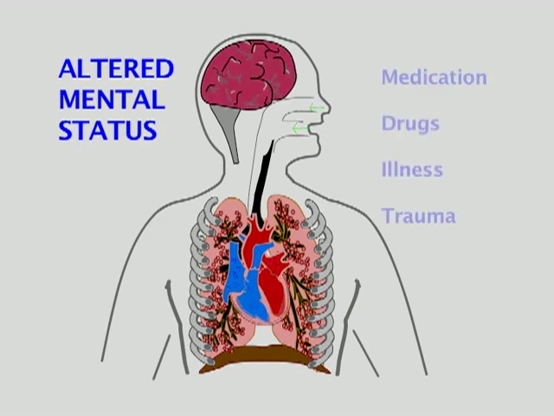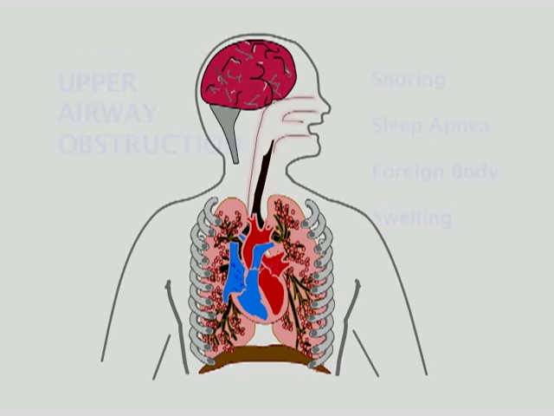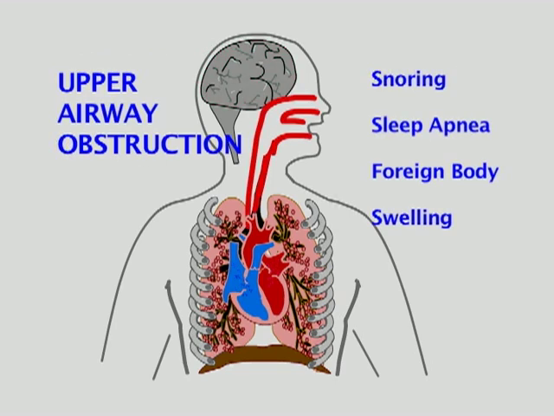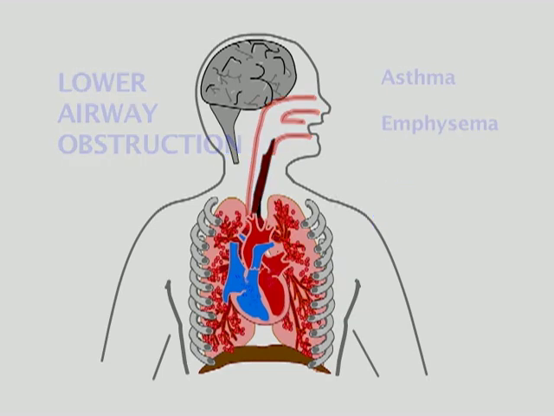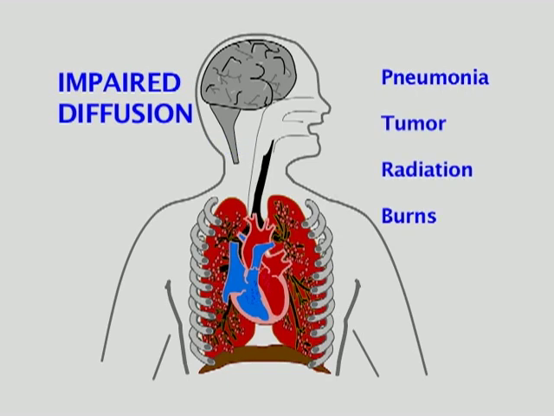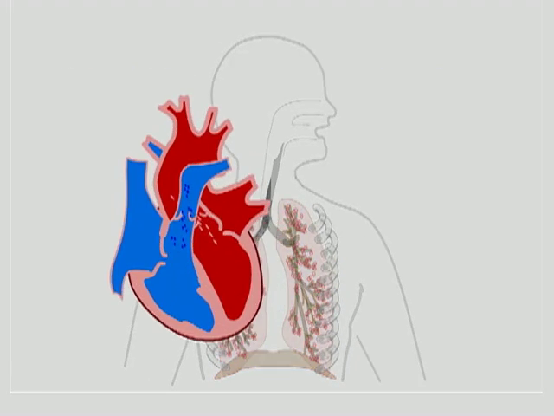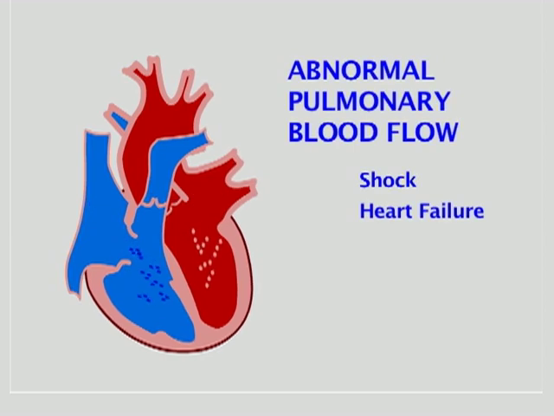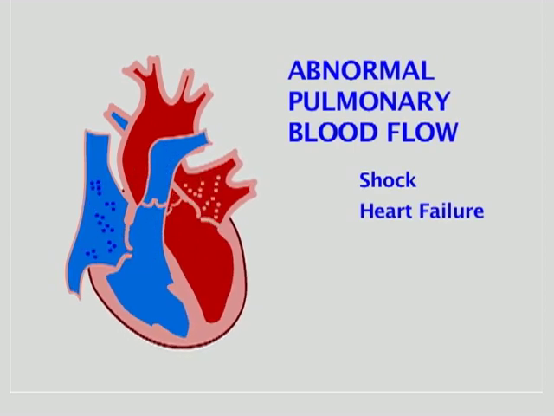Altered mental status due to medications, underlying illness, or trauma. Upper airway obstruction, such as snoring, sleep apnea, foreign body, or swelling. Lower airway obstruction, such as asthma or emphysema. Impaired diffusion of gas from alveoli to capillaries, from such things as pneumonia, tumor, radiation, or burns. Abnormal pulmonary blood flow from shock or heart failure from any cause.